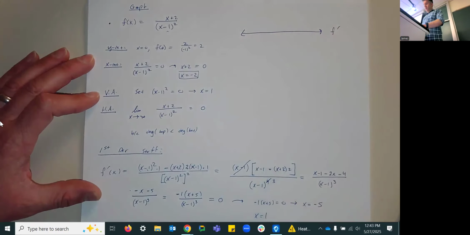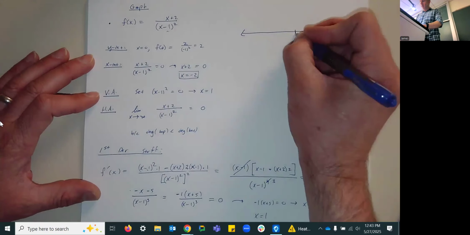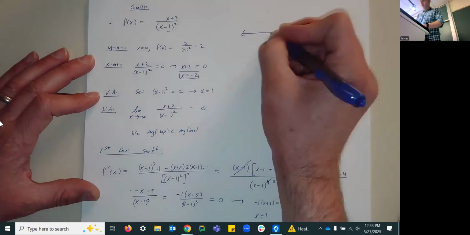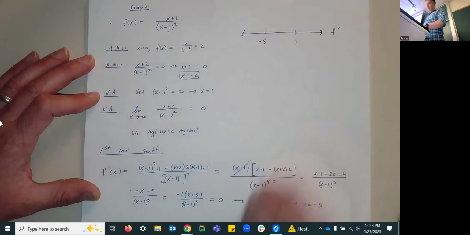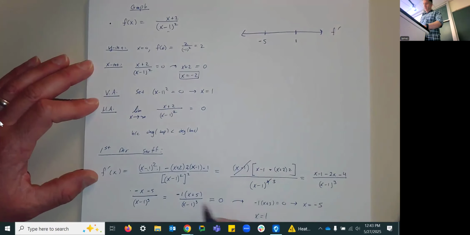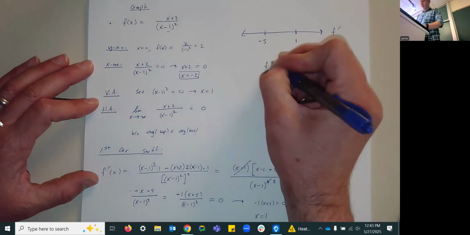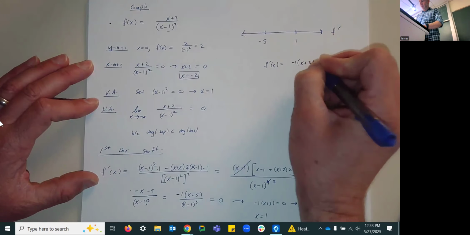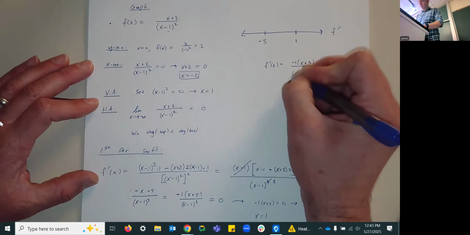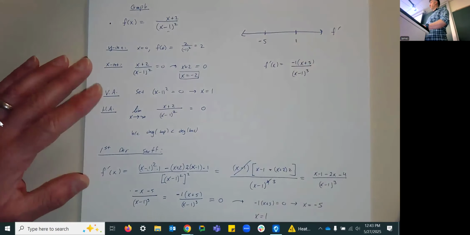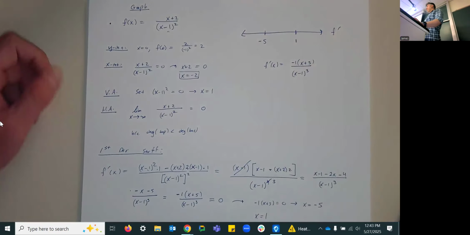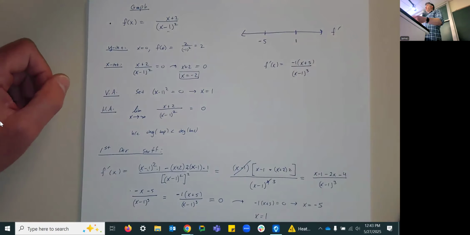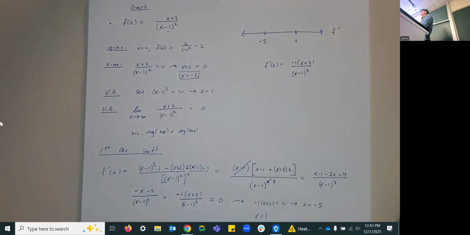On my first derivative sign chart, I'm going to include a positive 1 and a negative 5. And then we're going to see what's going on. And maybe I should write out my first derivative here. My first derivative, just for reference, is negative 1 times x plus 5 over x minus 1 cubed. And just like every other time we do these sign charts, we pick a number and we see what the sign is. I don't do a lot of writing down when I pick this number. I just look at the overall signs.